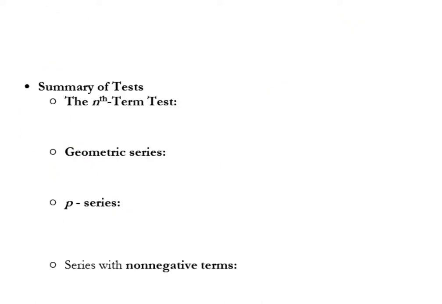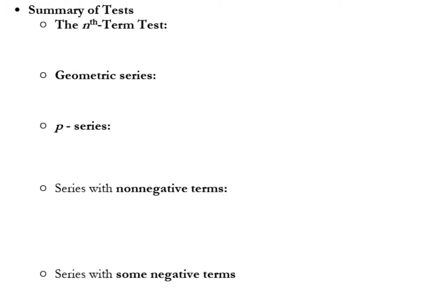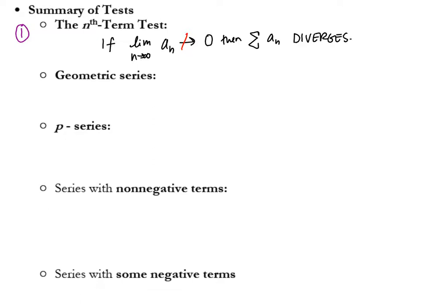Let's make a summary of these tests. Here are some of the tests that we've used so far. The nth term test should always be your first thing to go to. Number one attempt is take the nth term test. Just see if perhaps it diverges. Remember, if the limit, as n approaches infinity, of the terms, the sequence a_n, is not equal to 0, then we can say that the series a_n diverges. That should be fast.